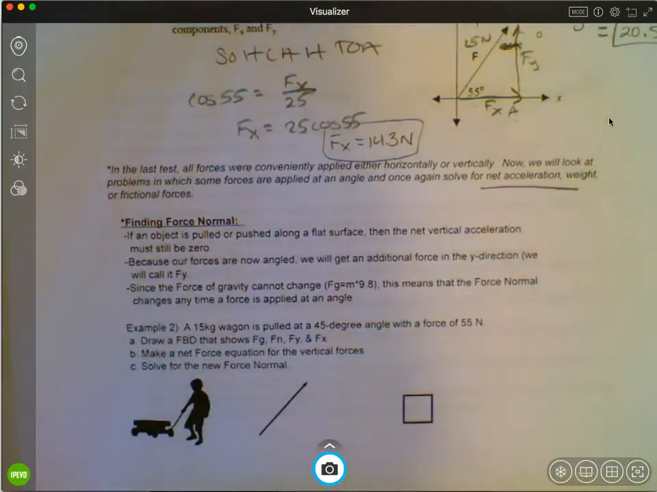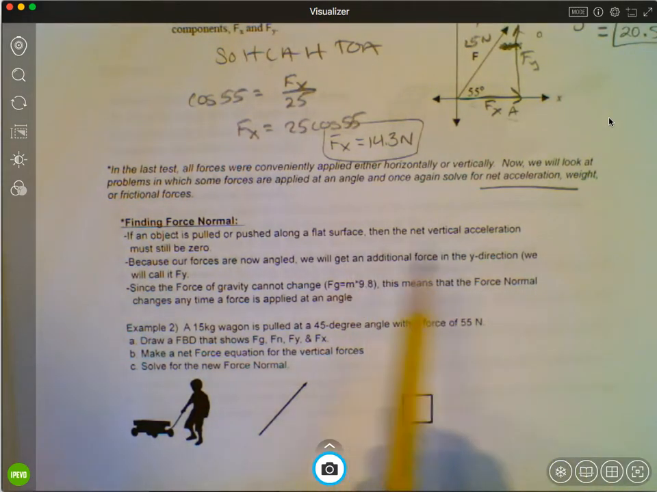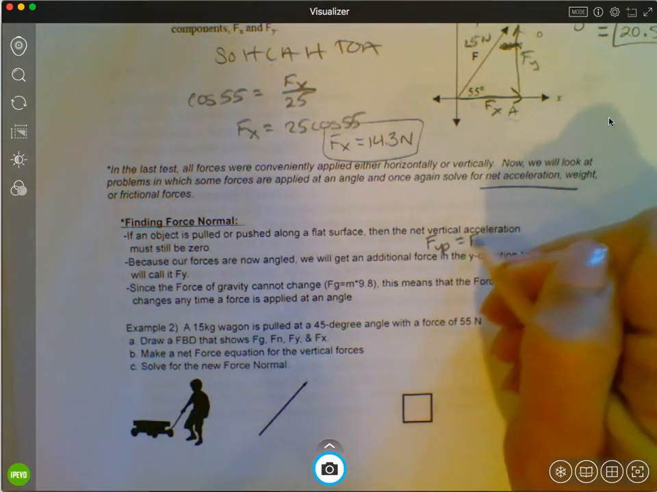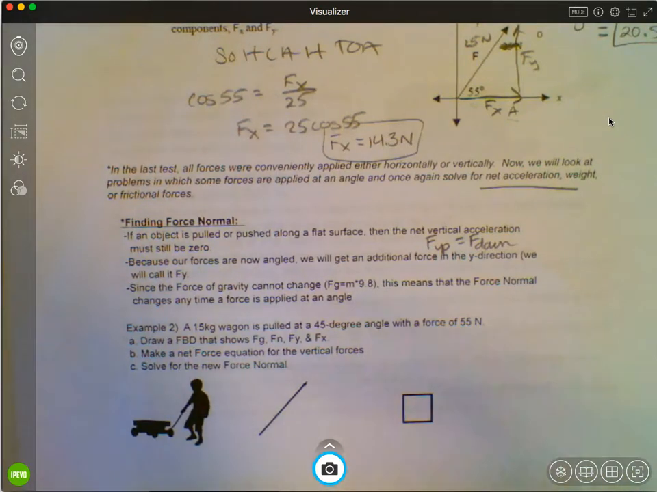All right. So if an object is pulled or pushed along a flat surface, then the net vertical acceleration is 0. Right? We can agree that if it's being pulled in the x direction, the y net force is 0, meaning that the up force is equal to the down forces. So basically, F up equals F down. Right? Because our forces are now angled, we will get an additional force in the y direction. We'll call it Fy. Okay? Since the force of gravity cannot change, this means the normal force changes. Okay? So sometimes it'll be less than gravity, sometimes it'll be more than gravity, depending on the situation.